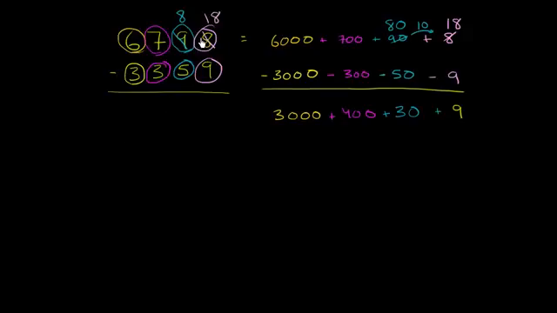So 10 plus 8 is 18. And now you can subtract. 18 minus 9 is 9. 8 minus 5 is 3. 7 minus 3 is 4. 6 minus 3 is 3. 3,439.